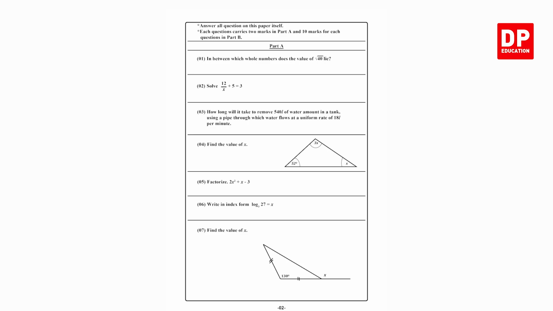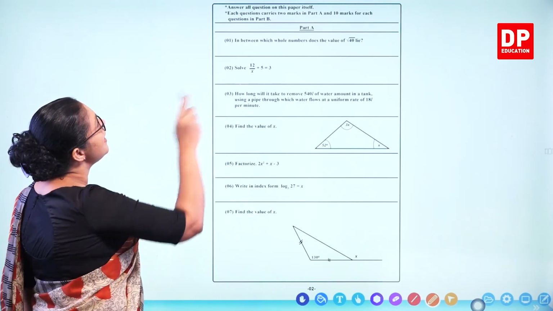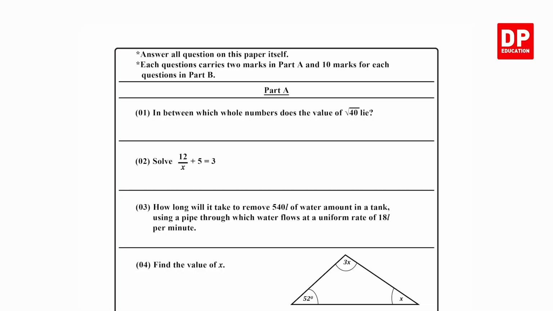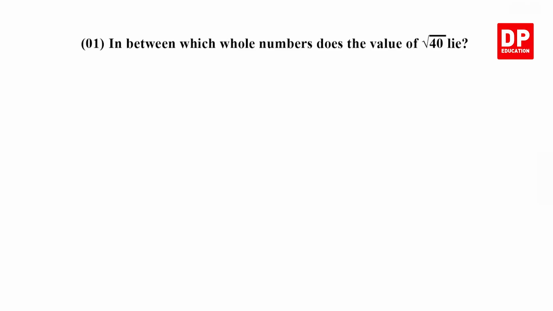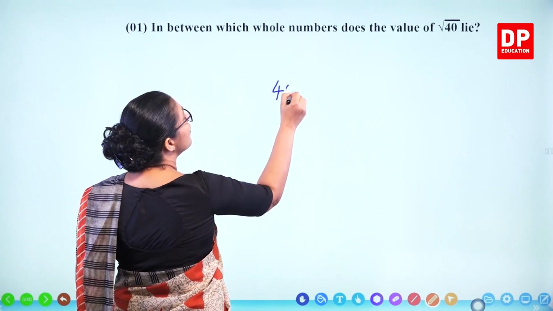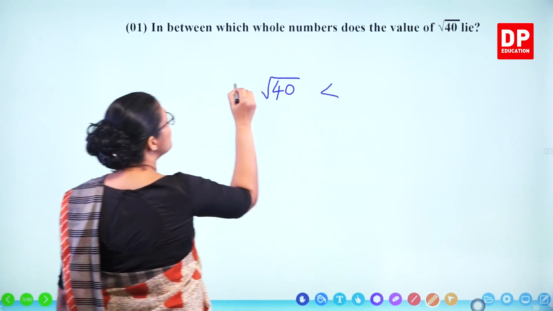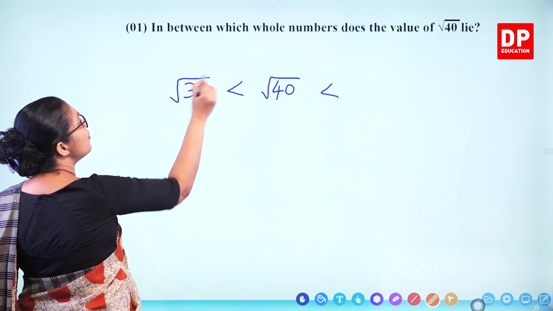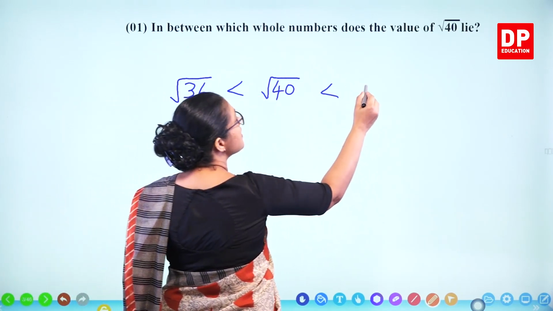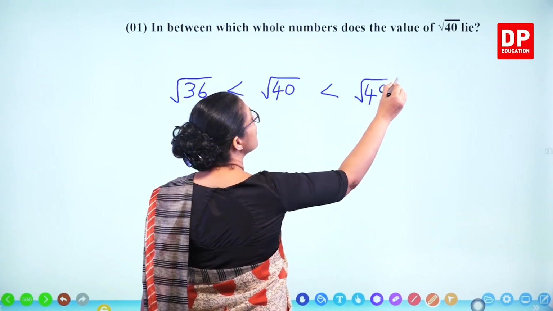Try questions 1 to 7. Here it says each question carries 2 marks in part A and 10 marks for each question in part B. So we'll do it. Question number 1. In between which whole numbers does the value of root 40 lie? We know root 40 is in between the square root of 36 and 7 times 7, the square root of 49.